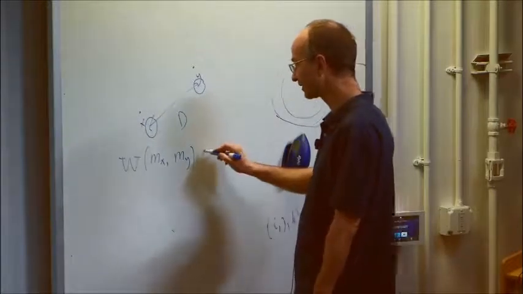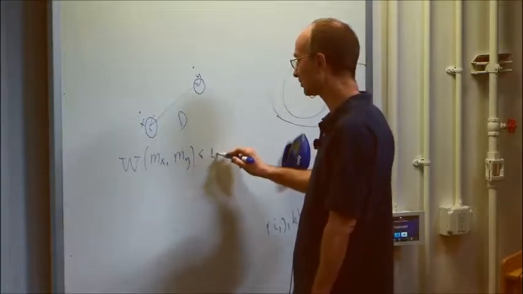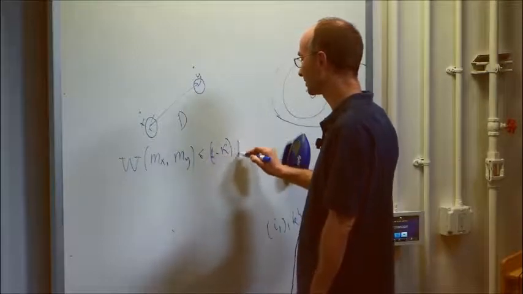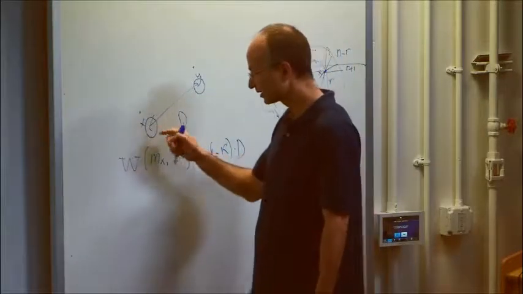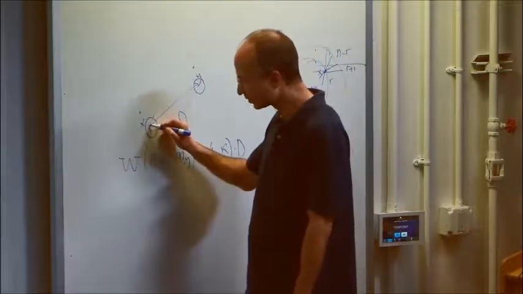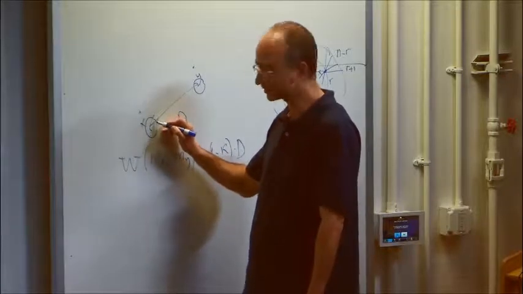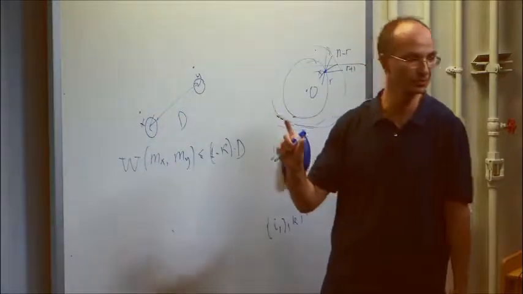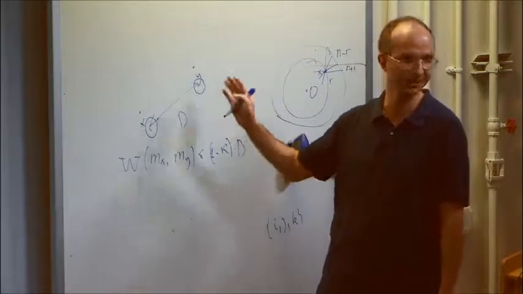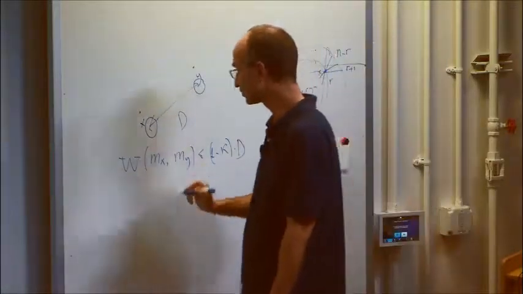So on one hand, I claim this is upper bounded by 1 minus kappa times d, by the triangular inequality. To move 1 in this direction takes me 1 minus kappa. This is the amount of work by definition. On the other hand, I want to bound it from below.